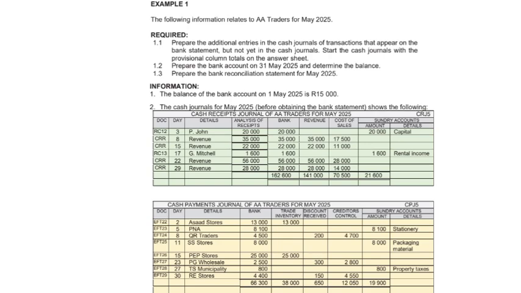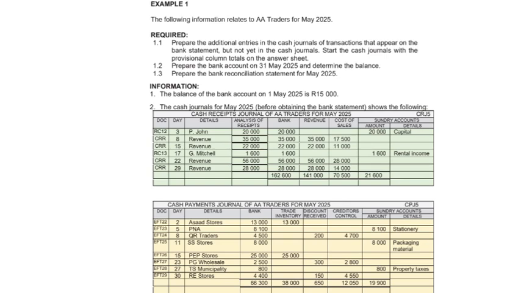1.2. Prepare the bank account on 31 May 2025 and determine the balance. And 1.3. Prepare the bank reconciliation statement for May. So if we go to our information, number 1, the balance of the bank account is 15,000, so that will be our opening bank balance on the debit side of our general ledger account.